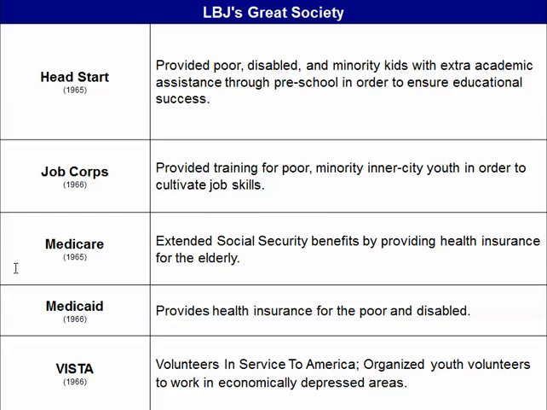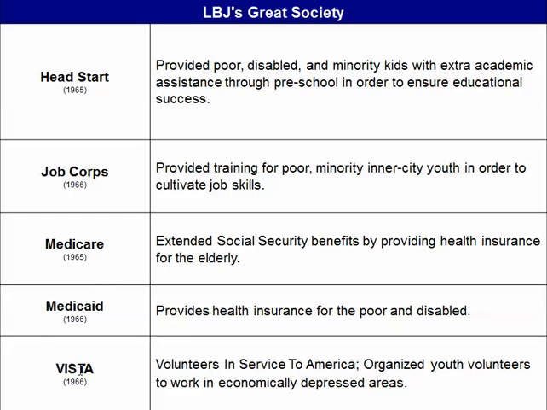And then Medicare is what we're supposed to talk about. In 1965 it was created as an extension of Social Security benefits, and it provided health insurance for the elderly to help the elderly pay for their hospital bills for extended health problems or repeated health problems. And Medicaid was to provide health insurance for poor people and the disabled.